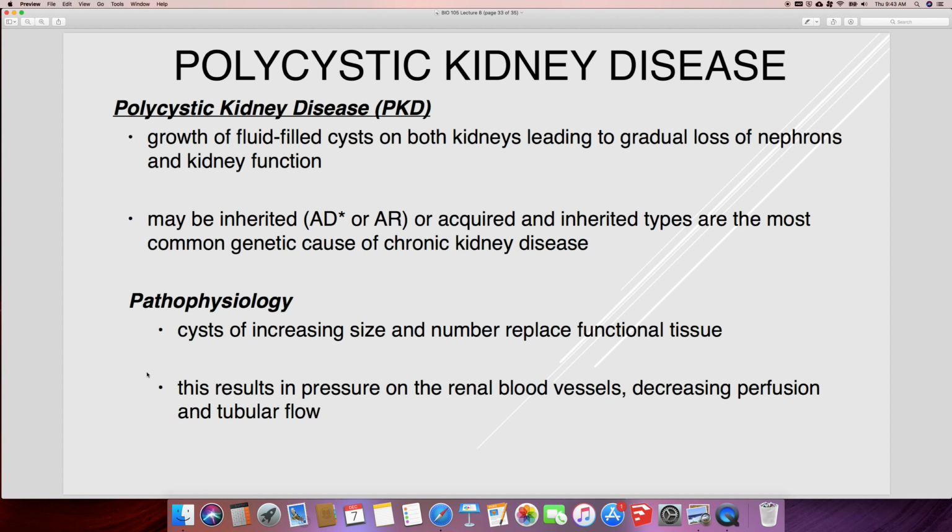So the patho, these cysts will increase in size, they increase in number, and as that occurs, you replace the parenchyma, or the functional tissue of the kidneys. There's pressure on the renal blood vessels, which is important, as we'll see in a second. But as this occurs, you decrease perfusion, you decrease tubular flow, and you can just see how this is kind of just a snowball effect, leading to eventual renal failure.